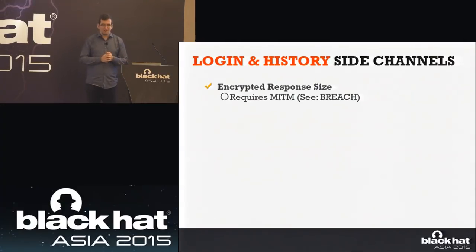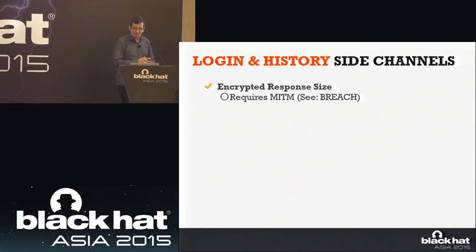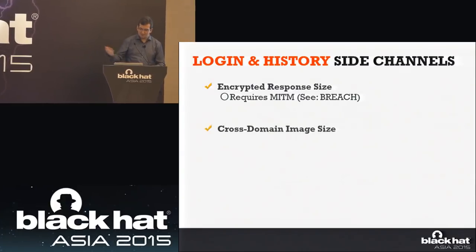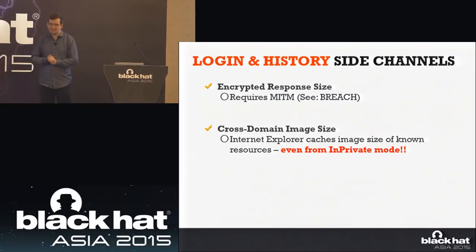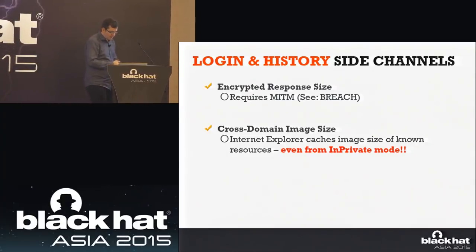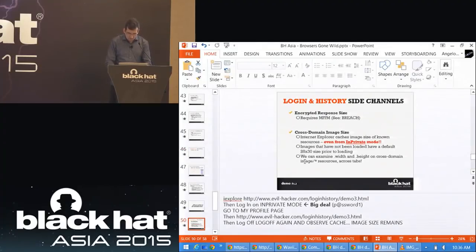What that means is there are other ways to do it. For example, you could just look at the encrypted response size. We presented that at Black Hat USA, BREACH, and it's basically the same concept. Or you could look at the cross-domain image size. This is something we wanted to show you here today at Black Hat Asia, which you probably haven't seen before. By default, images have a size of 28 by 30 pixels.